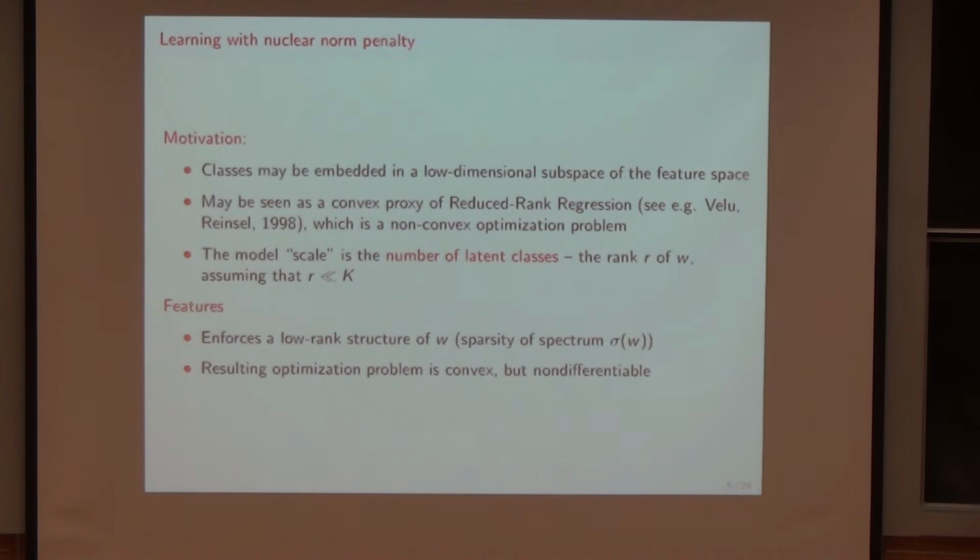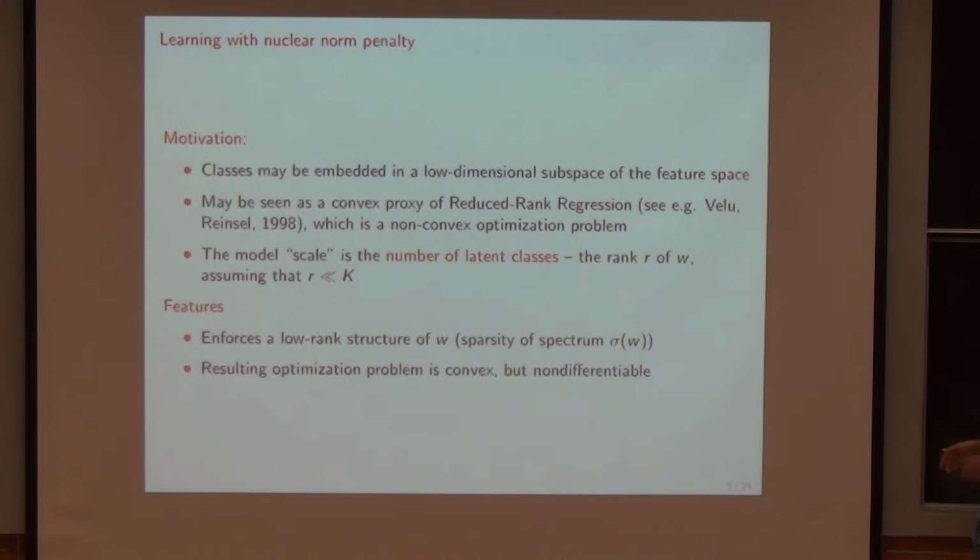Imagine that we know that there is some small dimensional subspace which is important for us, but we don't know where it is. So what we could try is to minimize the rank of our classifier, which is again a non-convex problem. And minimizing this sum of singular values of the matrix is, in a sense, the best convex proxy of this non-convex optimization problem.